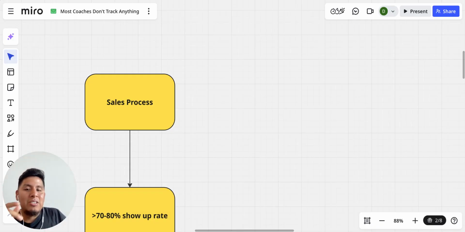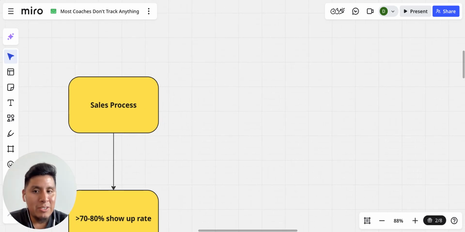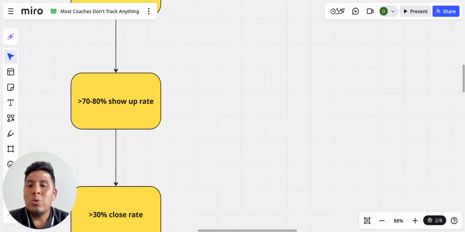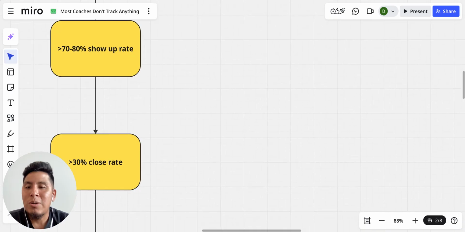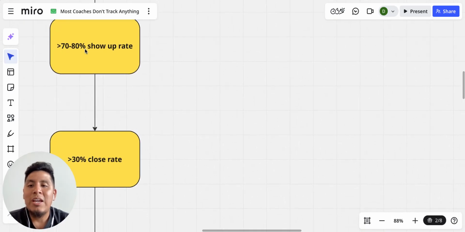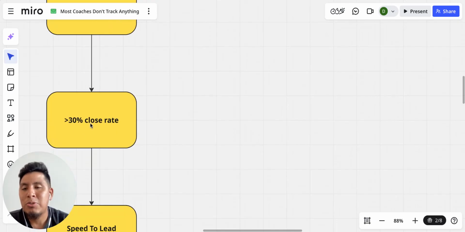Because hypothetically, and I'm just doing the math here, right? If we have a 30% show up rate and a 10% close rate, I'm not going to do the math right now, but I would highly assume that $460 per sale skyrockets to $1,000, $2,000, $3,000 plus, and then it's not as profitable when you try to scale. Right. So the second thing we want to establish and track is mainly the sales process. I always say these are the two numbers that we want to focus on: the 70 to 80% show up rate and at least a 30% close rate.